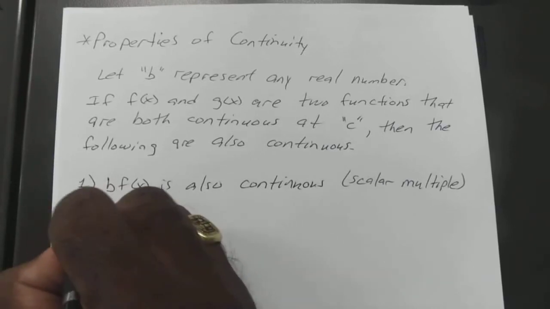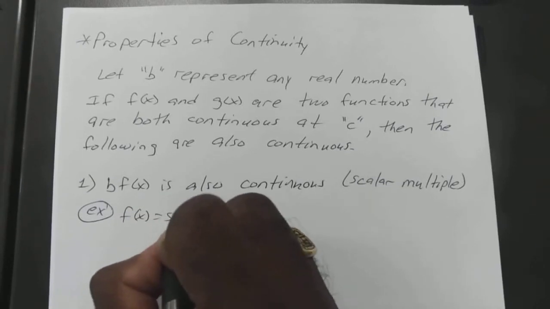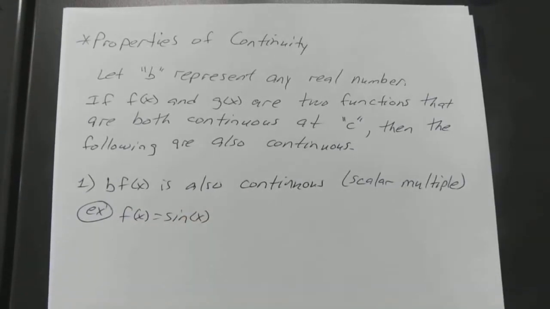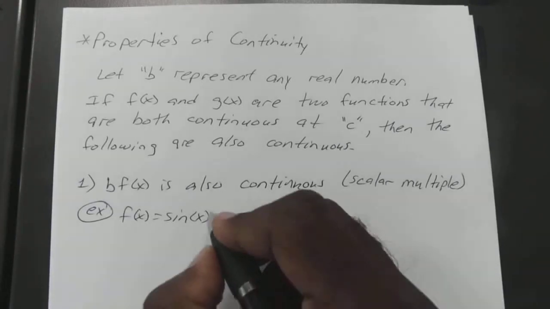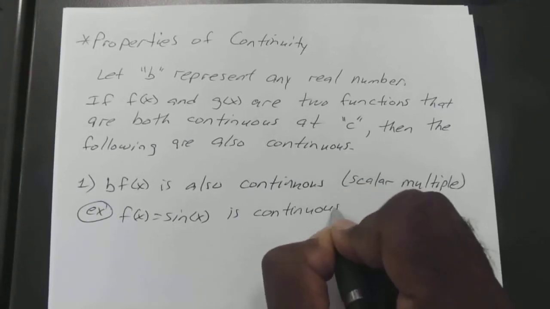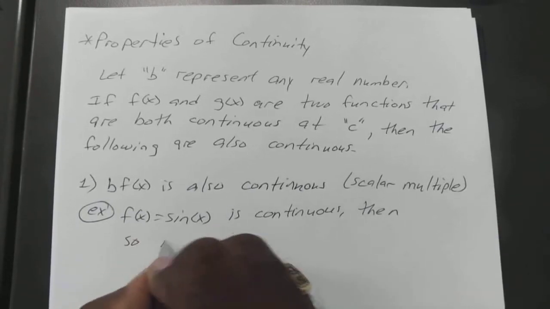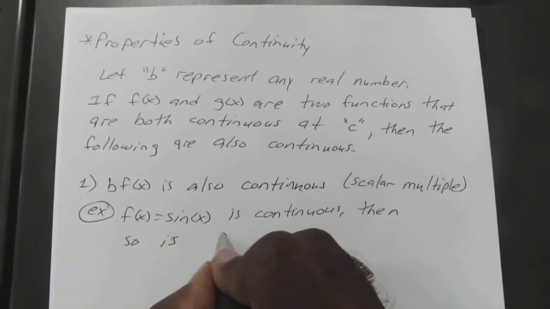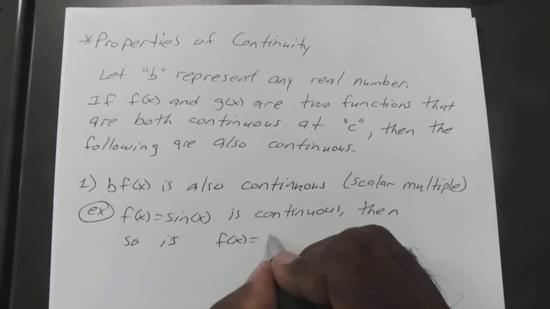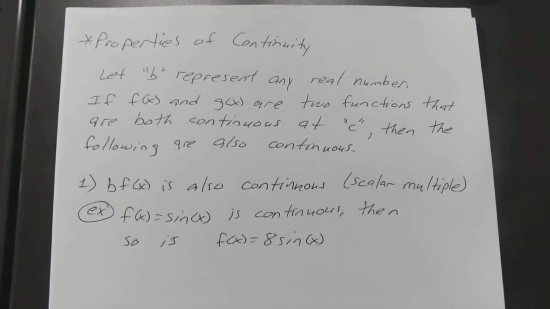Okay, so for example, we know that f of x equals sine of x is continuous. No matter what value you plug in for x, it'll exist. Then so is, let's say, f of x equals 8 times sine of x. Just because you multiply it by a number won't automatically make it discontinuous.